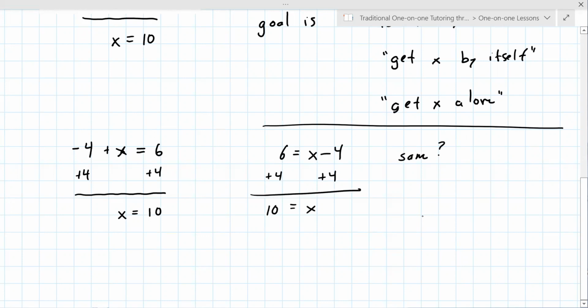And my final example here, what if it's 6 equals minus 4 plus x? Is this still the same? Yeah. It is, because you're going to solve by adding 4 to both sides of the equation. So what does x equal again? 10. Okay, that's very important here. Very, very important.